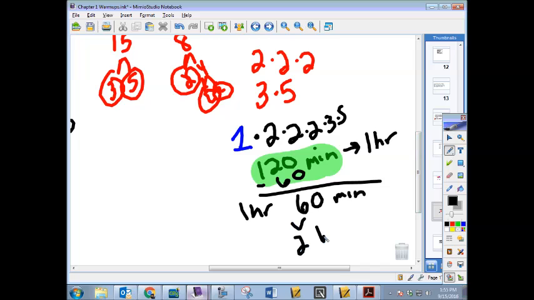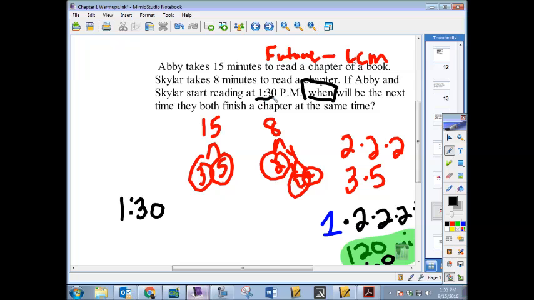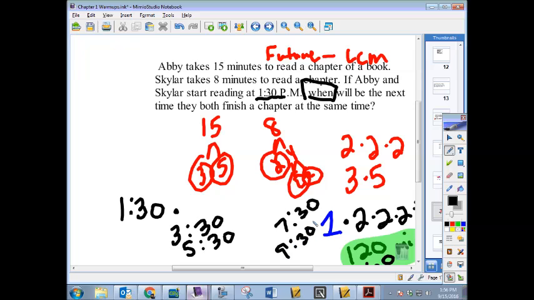2 hours. So when I ask the question, if they both start at 1:30, at what time will they both finish a chapter at the same time? What time will it be? 3:30. Who can tell me what the next time after that will be, assuming they continue reading? 5:30. What will be the next time after that? 7:30. And it'll go on forever. 9:30, 11:30, 1:30.